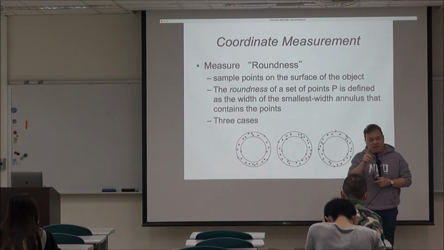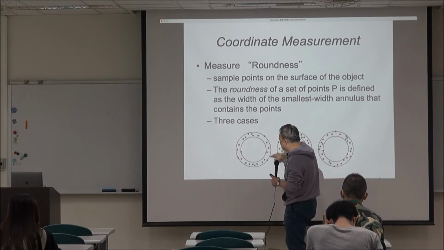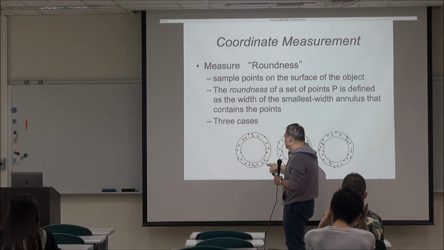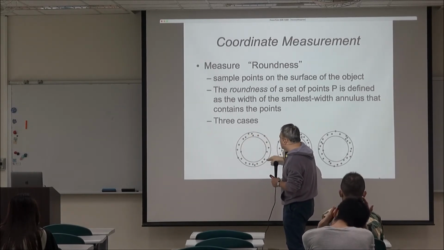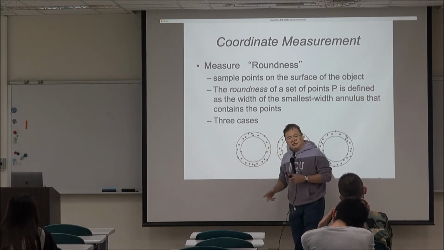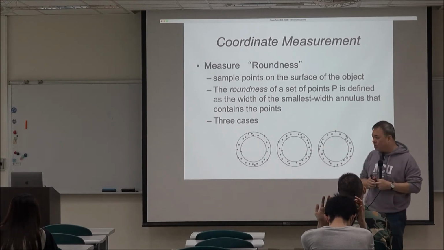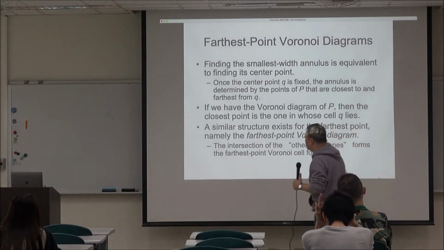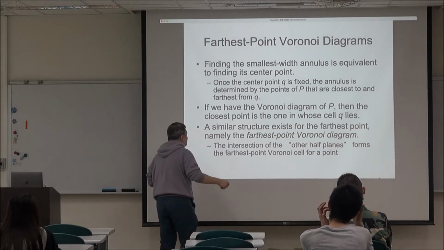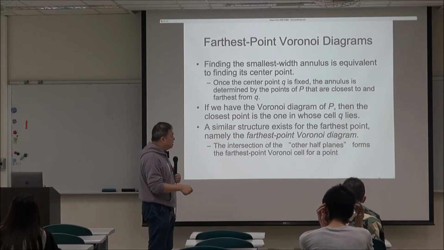Here comes the interesting part. How about this? This goes through 3 points, but will include all the points. This is not the Voronoi diagram, so what is this? Here comes the interesting part. We can define a similar structure for the furthest point, which is called the furthest point Voronoi diagram.